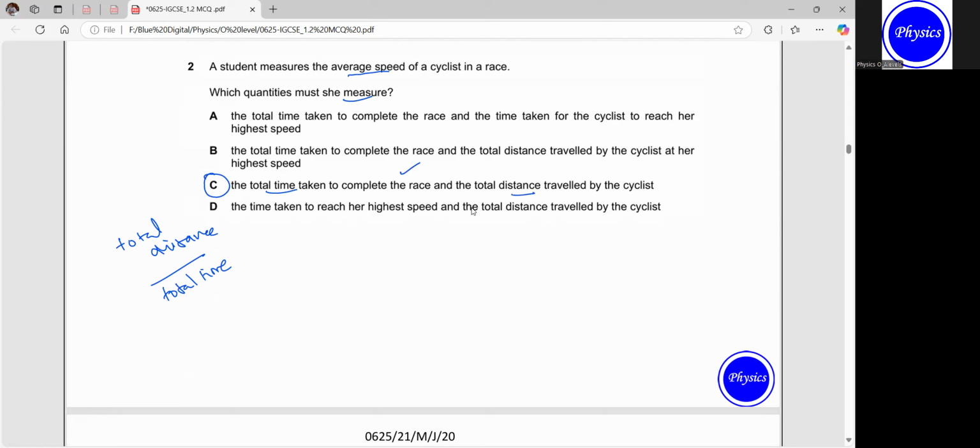It's not A, and then the time taken. No. Only the time taken is measured. So it's C. The time taken to reach the highest speed and the total distance traveled by the cyclist. We are not only measuring the highest speed. When it is average speed, we also measure whether it is high speed or low speed. We measure everything. Starting from the journey started to the end of the journey, we will measure all the values of the speed. So that's why we say total distance divided by total time.